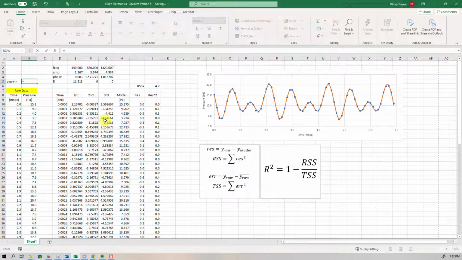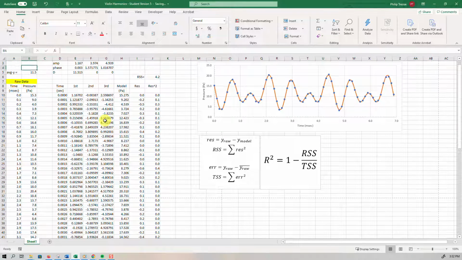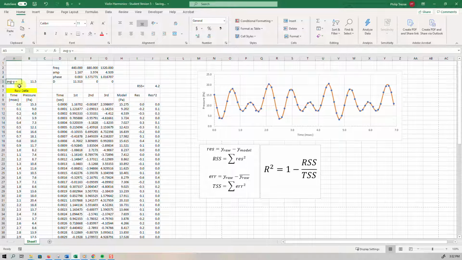Now it might be worth just calculating the average of the y values. So here we go, using the Excel command average and highlighting all of those cells. We have an average of 11.5. Interesting that the vertical displacement translation was also close to 11.5. I wonder if that's a coincidence.